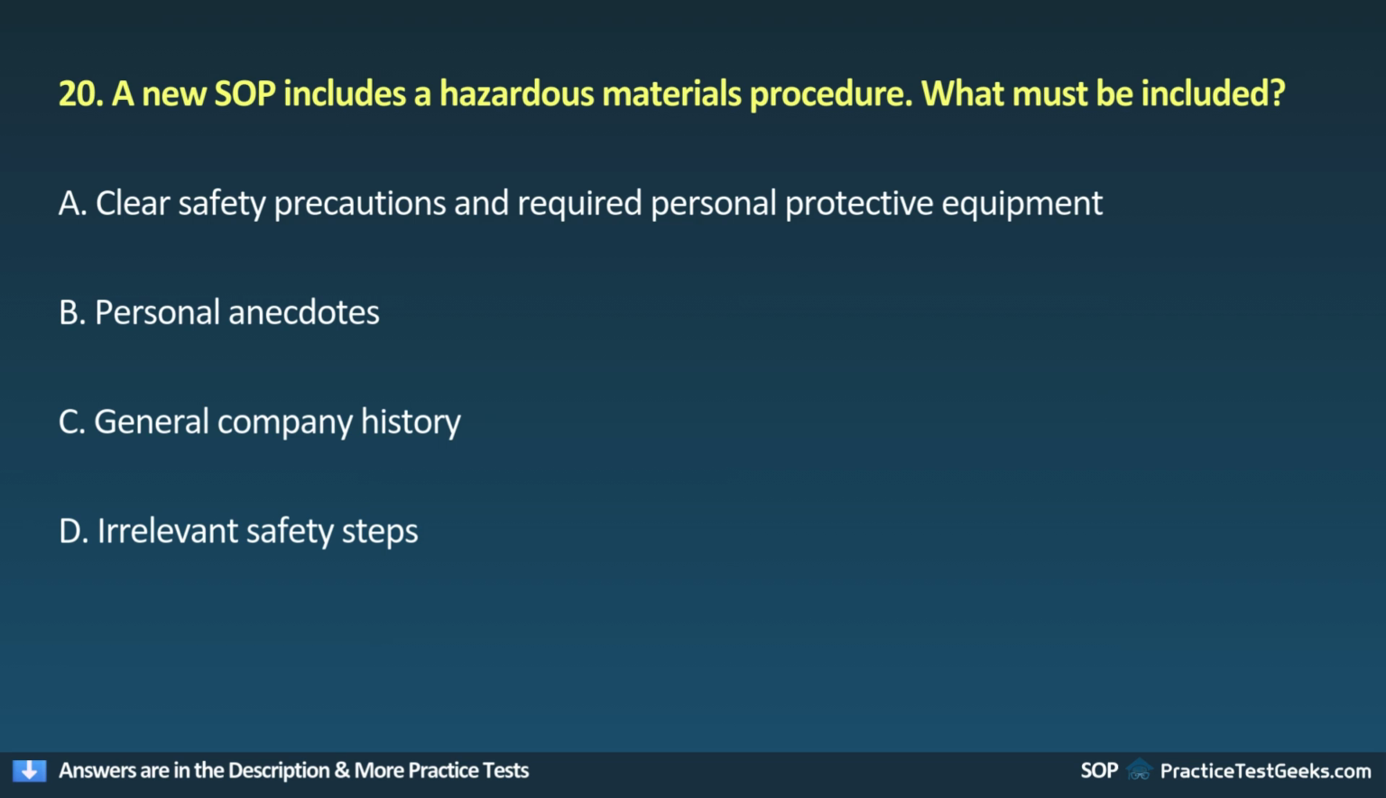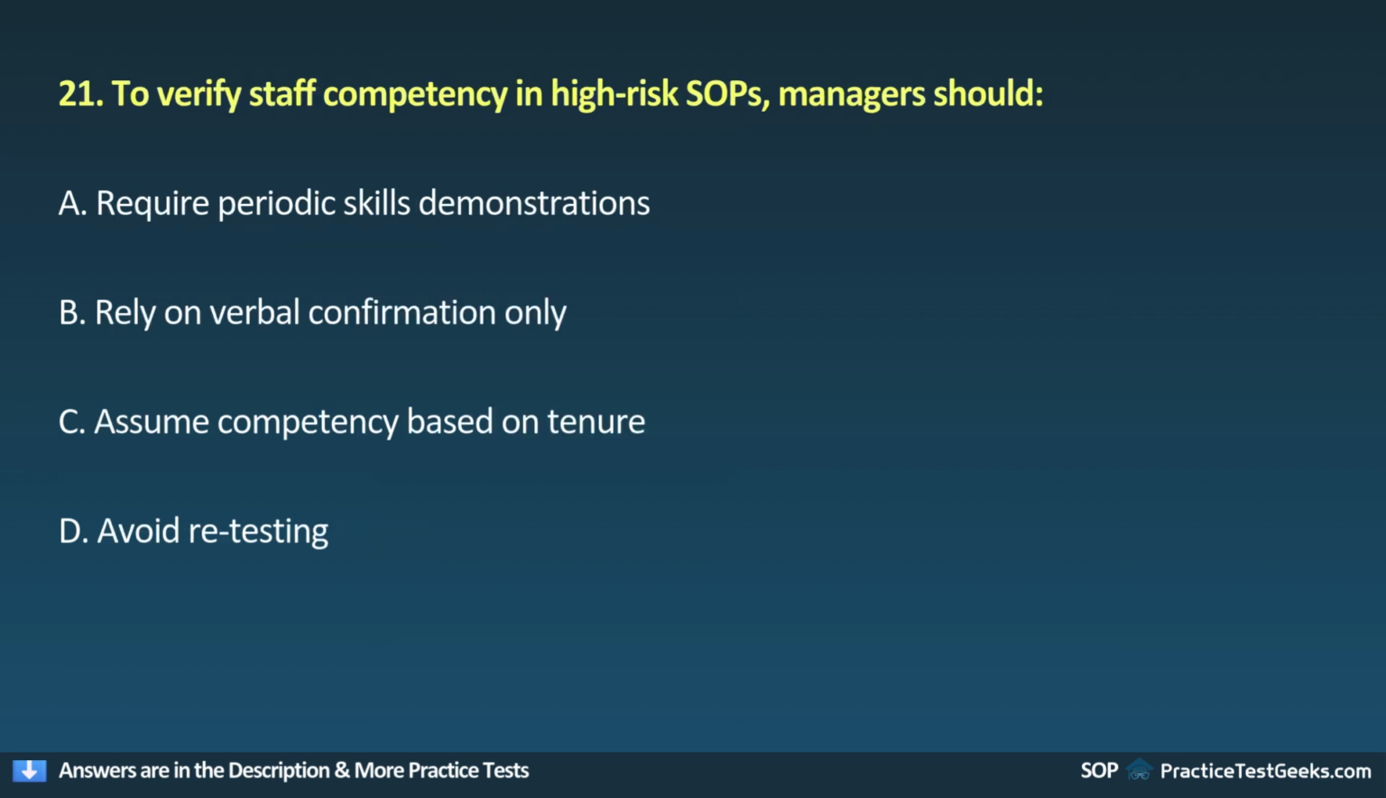Clear safety precautions and required personal protective equipment. B. Personal anecdotes. C. General company history. D. Irrelevant safety steps. To verify staff competency in high-risk SOPs, managers should A. Require periodic skills demonstrations. B. Rely on verbal confirmation only. C. Assume competency based on tenure.